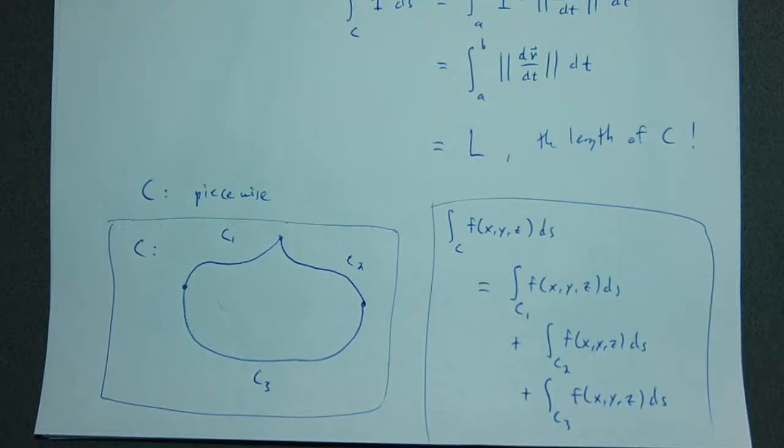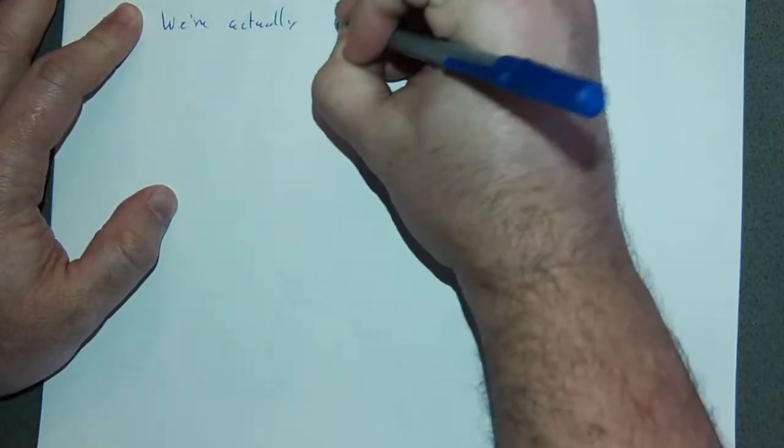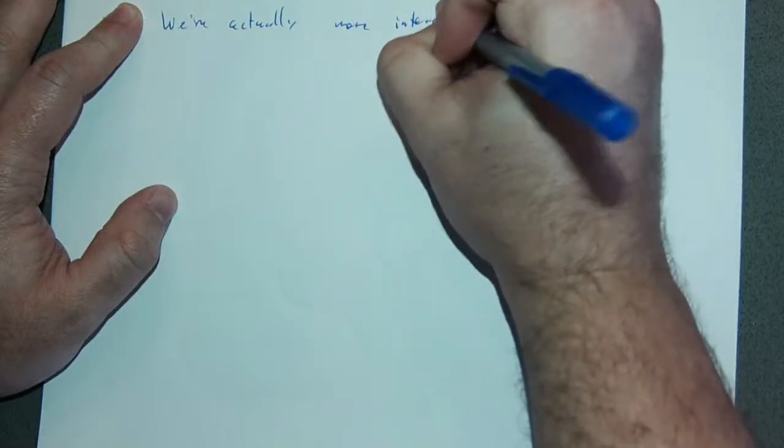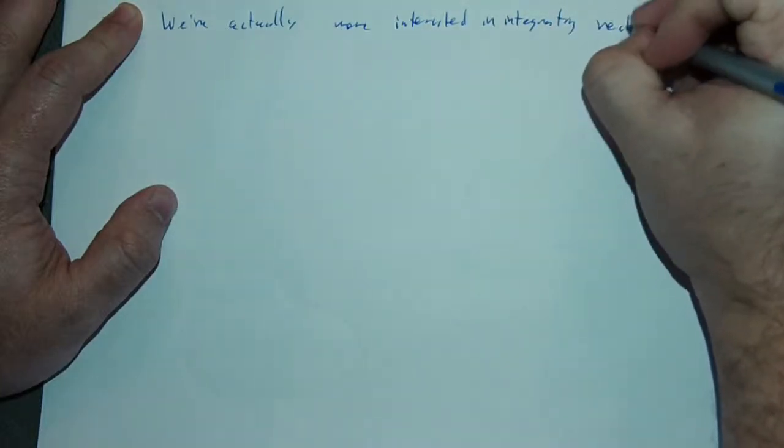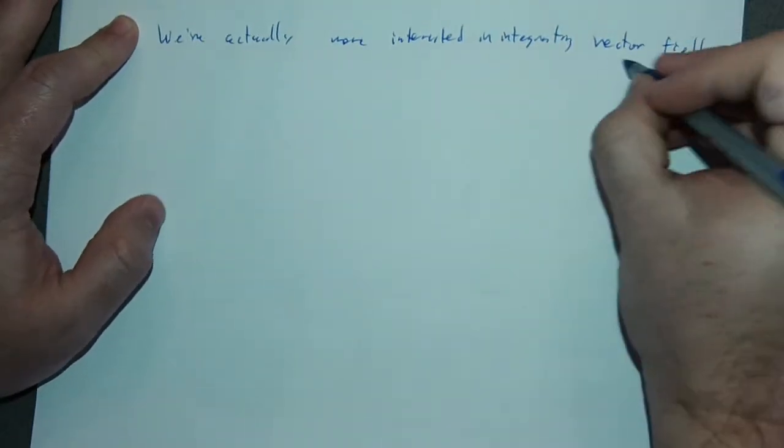Okay, so now I think is a good enough time to discuss line integrals of vector fields over a curve. This is our second notion and our more important notion, because this is actually what we're interested in. We're more interested when integrating vector fields over curves.